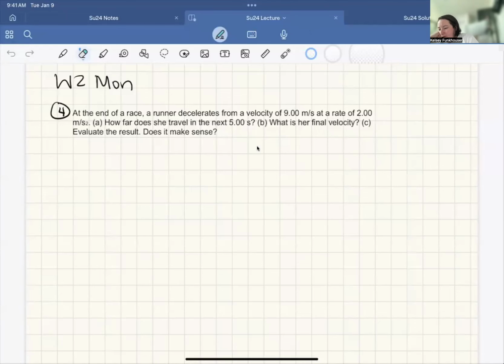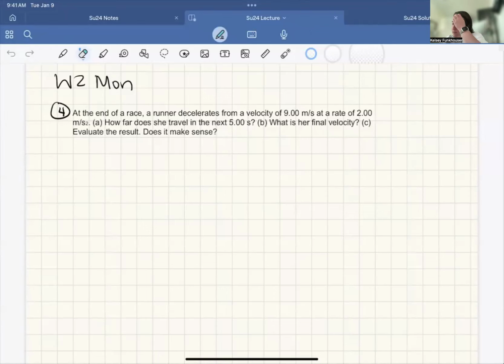At the end of a race, a runner decelerates, or accelerates but negative, slows down from a velocity of 9 meters per second at a rate of 2 meters per second squared. How far does she travel in the next 5 seconds? What is her final velocity? And then we want to evaluate that result and say, does it make sense?